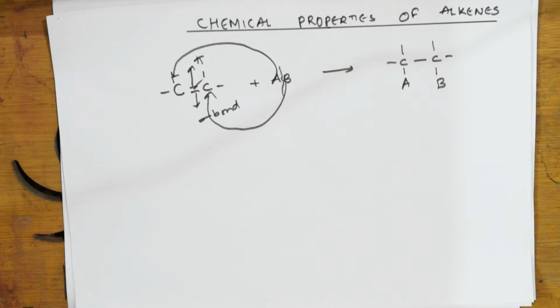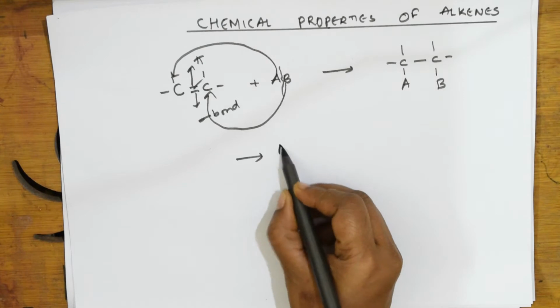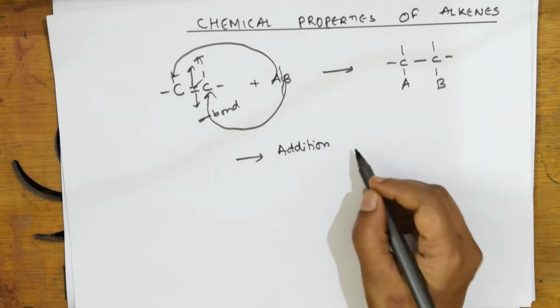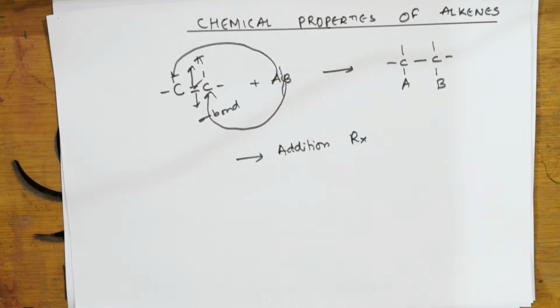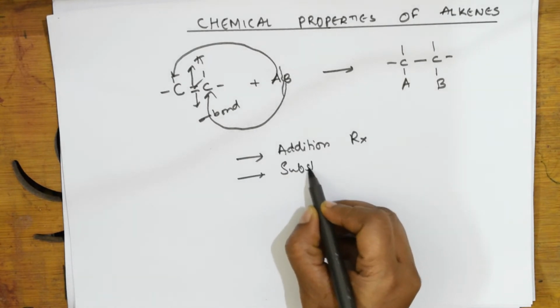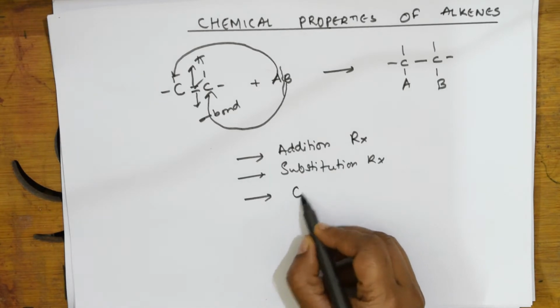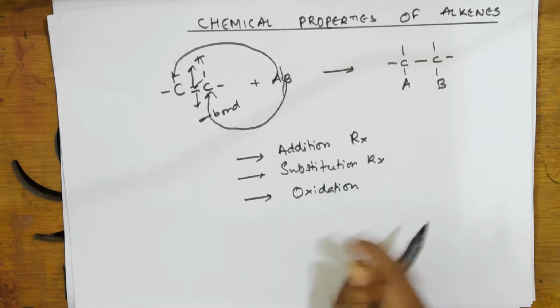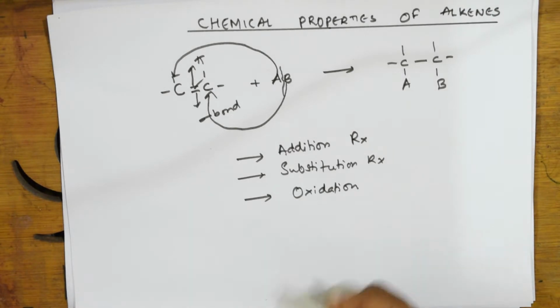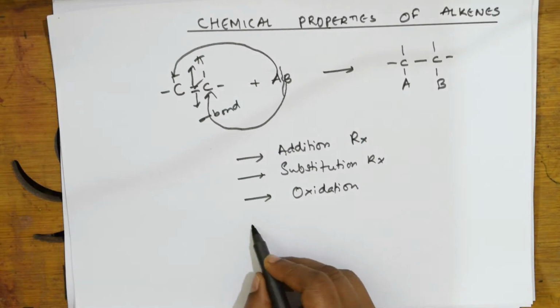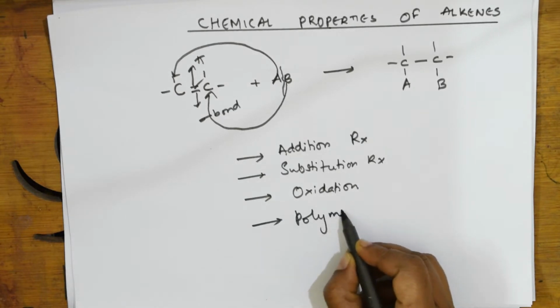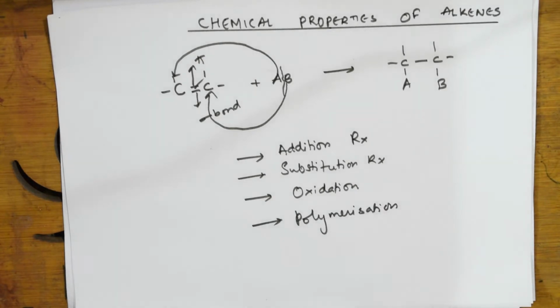Based on this, the characteristic reactions which alkenes show are, most importantly, addition reactions, because of the presence of the double bond. After that, alkenes also show substitution reactions, that is allylic substitution, which we will be learning. After substitution, they also show oxidation reactions, very important reactions of alkenes, which we'll study using oxidizing agents. After oxidation, they show polymerization, where alkene molecules form long chains like polythene, polyester, polyvinyl chloride, and so on.